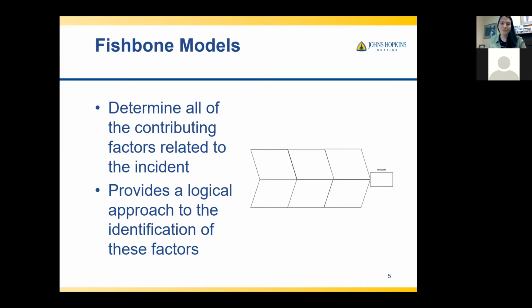I see from the graphic that it looks like a fishbone. That's a catchy way for us to remember the name of this tool. How would you recommend using it in action? Yeah, it's definitely a catchy name.